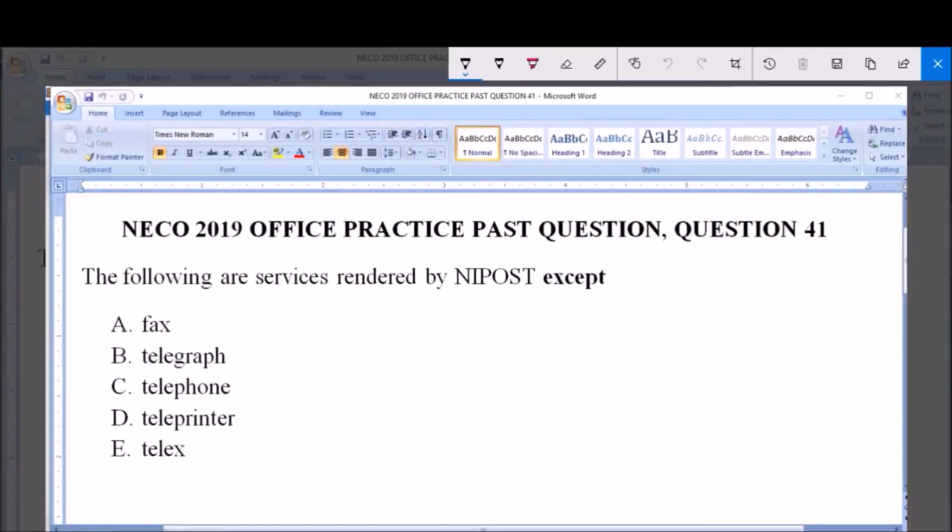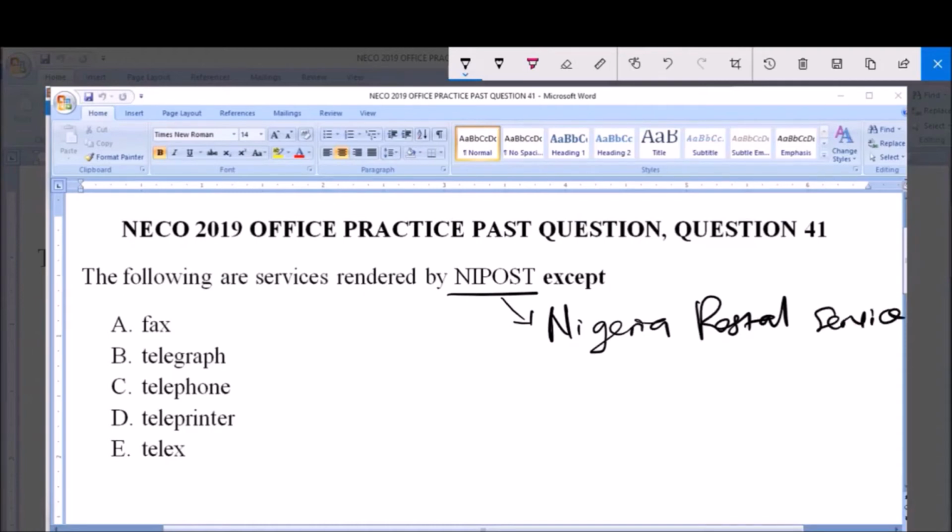I will be answering NECO 2019 Office Practice past question, question 41. The following are services rendered by NIPOST except: A. Fax, B. Telegraph, C. Telephone, D. Teleprinter, and E. Telex. So I pick an option which is not a service rendered by NIPOST. Now, what is NIPOST? The full meaning of NIPOST is Nigeria Postal Service.